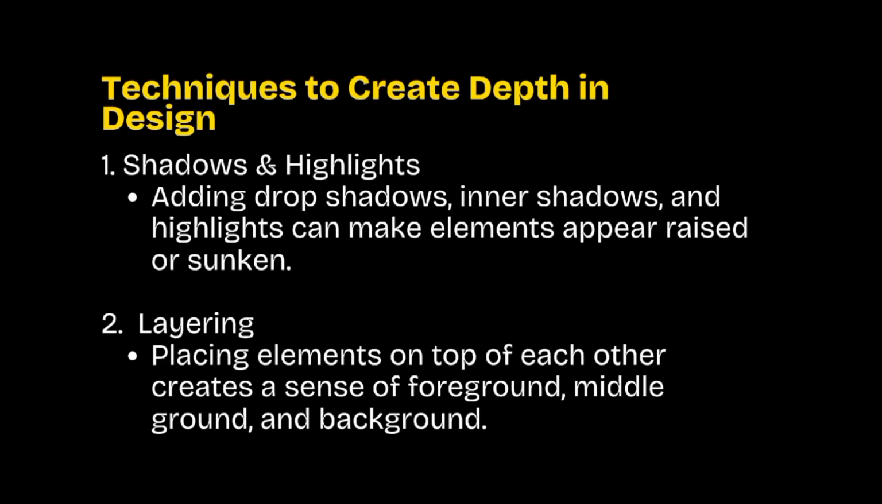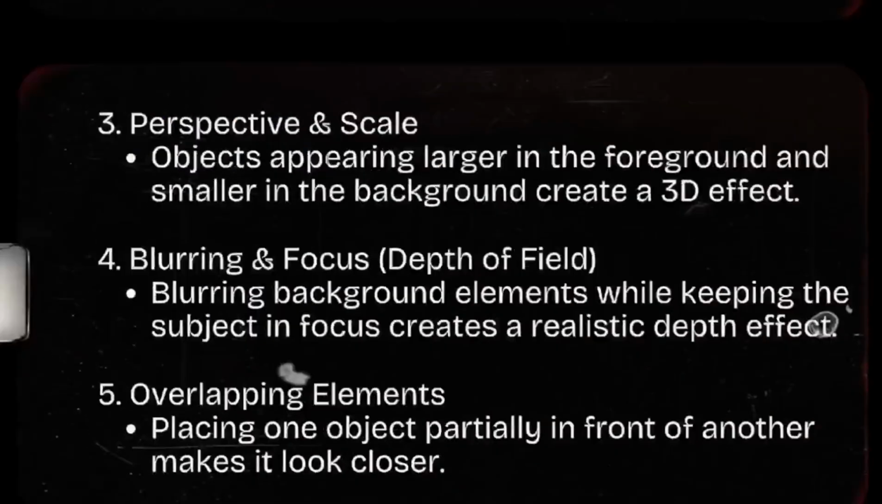Another is layering. Placing elements on top of each other creates a sense of foreground, middle ground, and background. So for example, I take a rectangle, I duplicate it, and then just move it slightly upwards, and then I change the color of the one lower to a bit darker shade of that color. It can create depth to make it look realistic and have more like a side view to it. So just creating foreground, middle ground, and background.